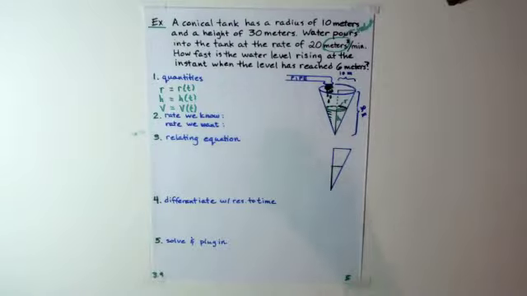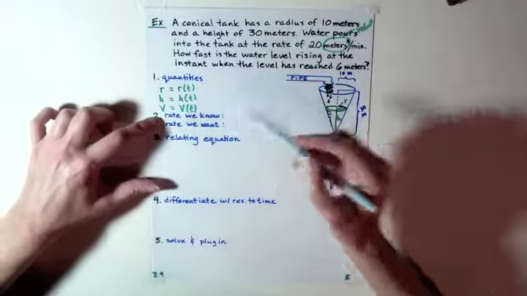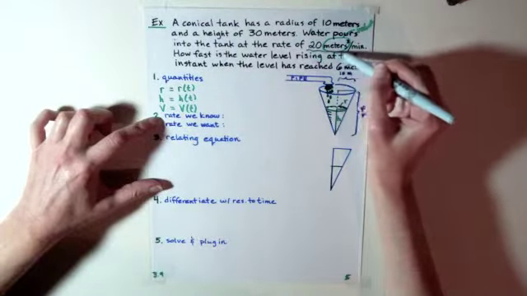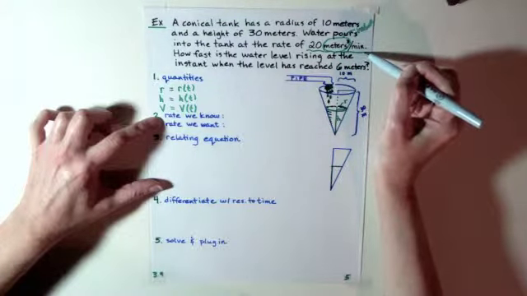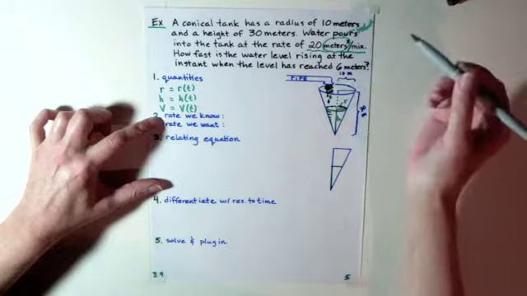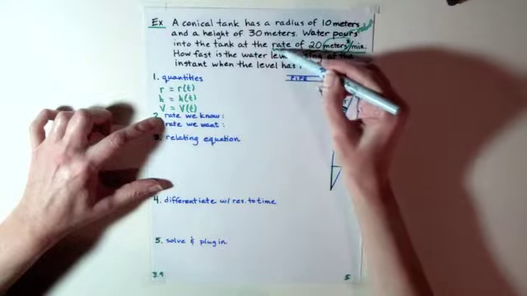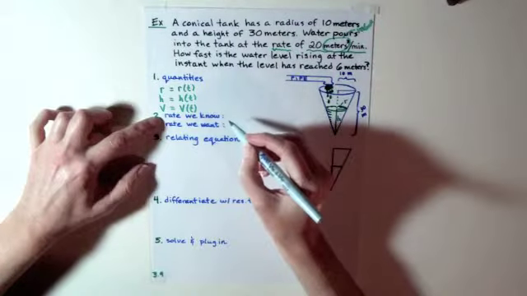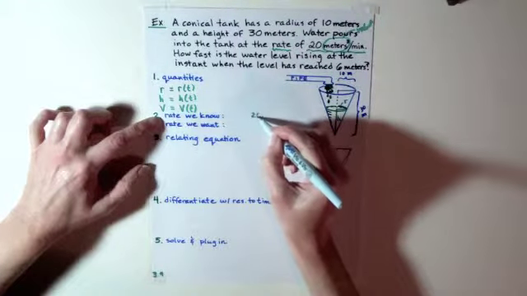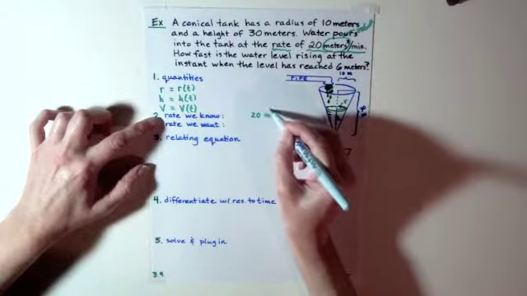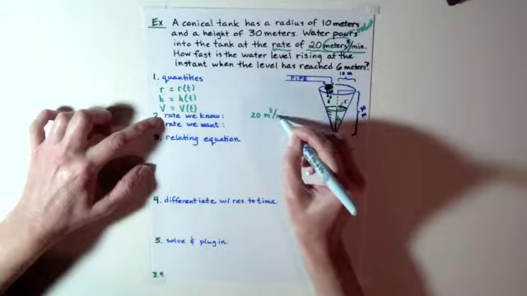Okay, let's try this together. The rate we know, well, that's this number that we were just talking about. It's the 20 cubic meters per minute. And let's think about what that's the rate of change of. It says water is pouring into the tank at that rate. So that's the rate that I know, 20 meters cubed per minute.